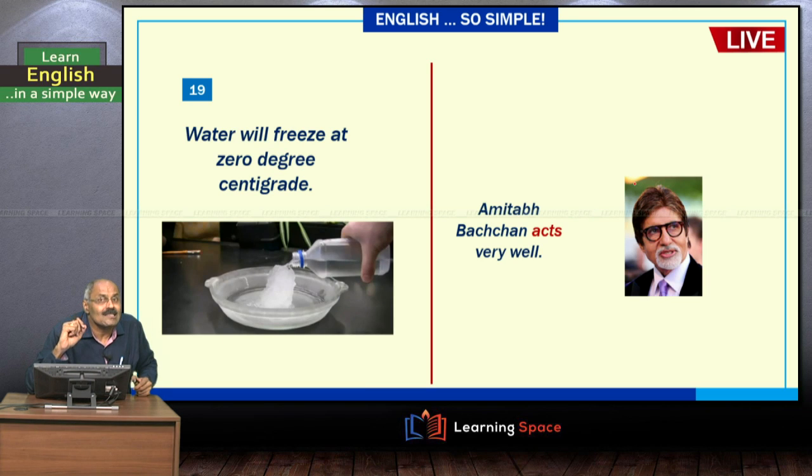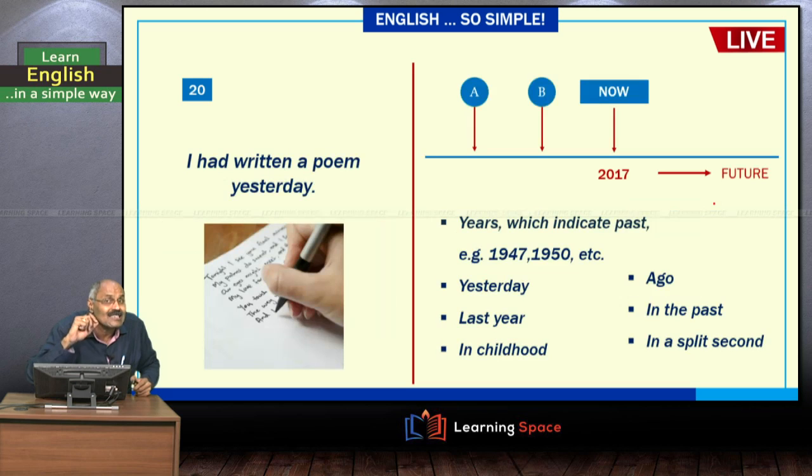Then the next one is, "water will freeze at 0 degrees centigrade" is wrong. All of you are familiar with historical facts and scientific facts, they go just like Amitabh Bachchan acts very well. So, water freezes at 0 degrees centigrade. I had written a poem yesterday. When yesterday is given, it should not take this form. So, it should be "I wrote a poem yesterday".